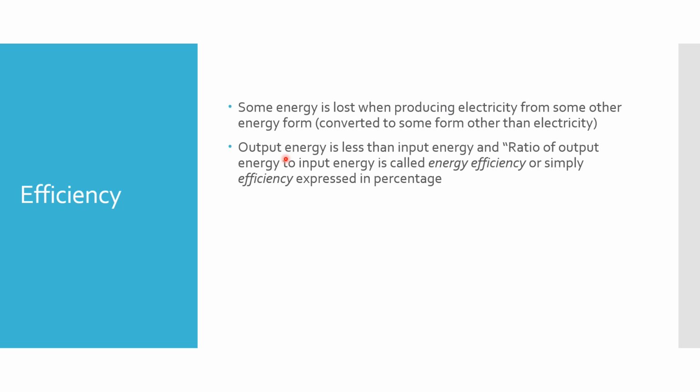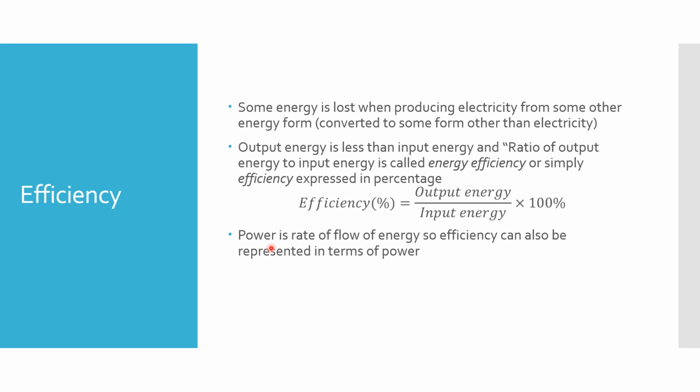Obviously in this case the output energy is always less than the input energy, and if we take the ratio of output energy to input energy, then this is called the energy efficiency, or simply efficiency, and normally it is expressed in percentage given by this formula, where efficiency in percentage is equal to output energy divided by input energy into 100%.